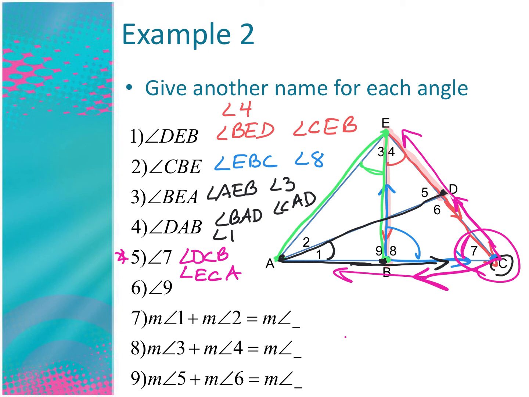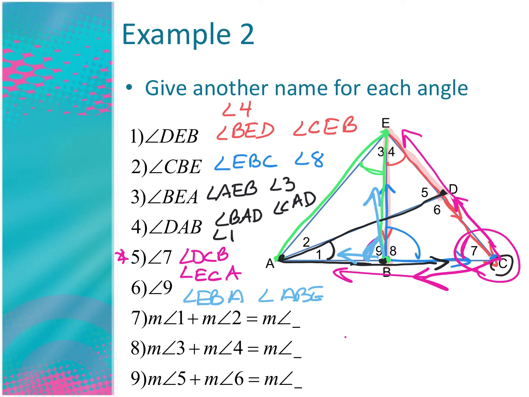All right, so angle 9 is right here. Oops, I didn't switch the color. Here's 9, and it's made up of these two rays. So again, order, the B needs to be in the middle. So E, B, A, and I could also reverse it: A, B, E. That's all on that one.